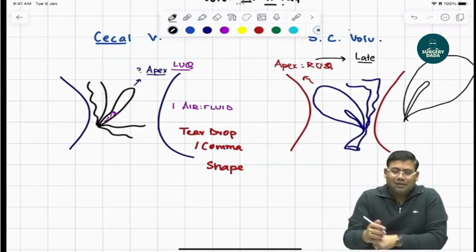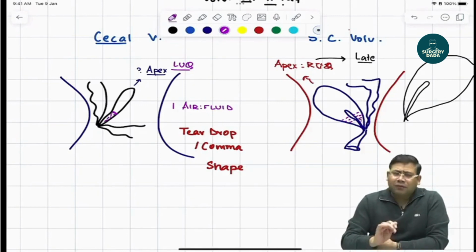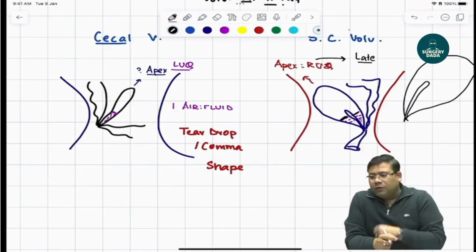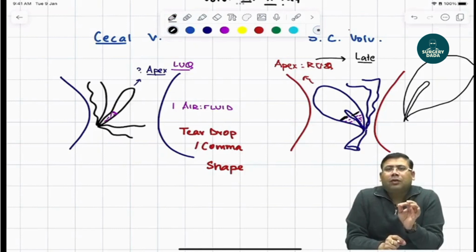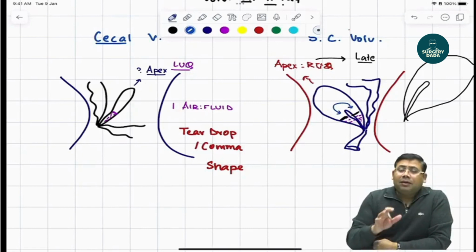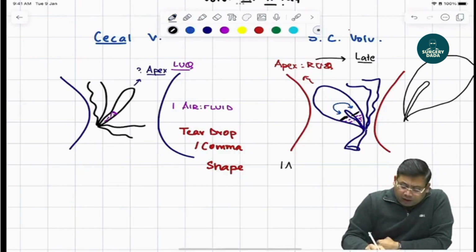What are the other things that you need to understand, students? This is very important. So you have the fluid level. This is the fluid. And what is this, students? This is the air fluid column. So in the cecal volvulus, you had a single air fluid column, yes or no? But here the air column is the same, the air column is single, but there are 2 fluid columns. So you will say one air to 2 fluid columns. Can you see the difference?